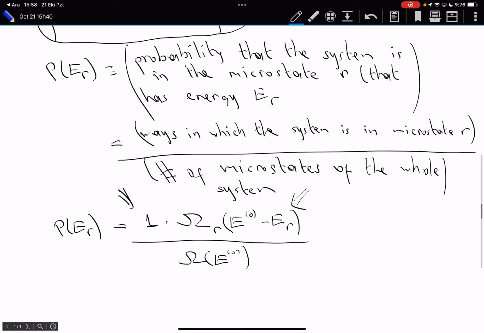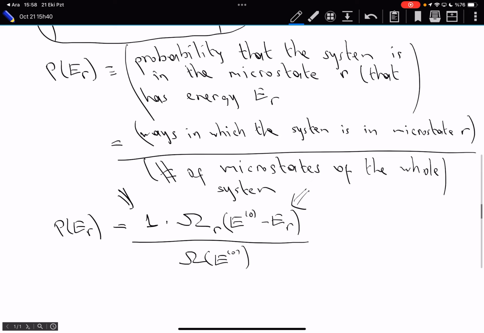Okay. I'm confused about the second part. Which part? There is E0 minus ER. Yes. So ER is the energy of that state we want. Yes. But why is there a minus? It looks like it's because the reservoir has the whole energy minus that energy.